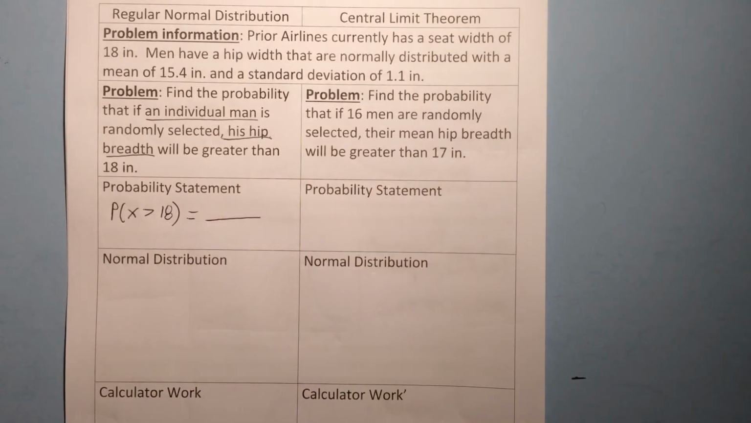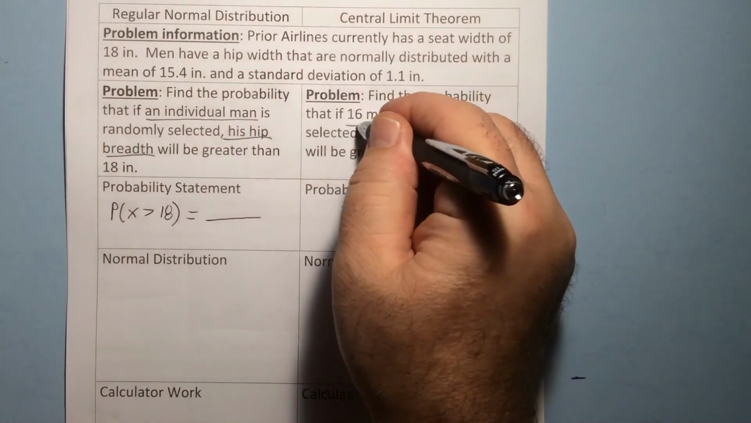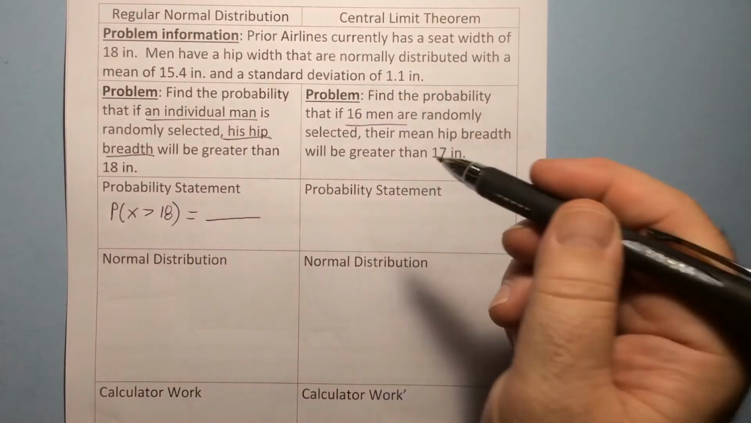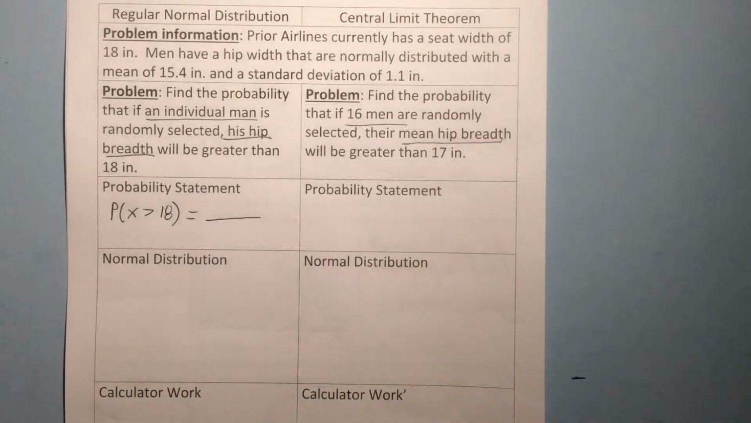Let's go ahead and take a look at the other problem we have, where we are required to apply the central limit theorem. So here the question asks, find the probability that if 16 men are randomly selected, their mean hip breadth will be greater than 17 inches. Now notice here, this number is a little different, and in this case we're looking for 16 men, not 1, but 16. And we want to know the probability that the mean hip breadth, so the mean.